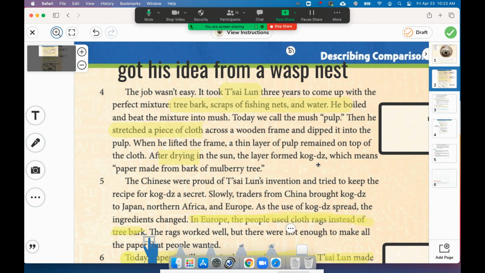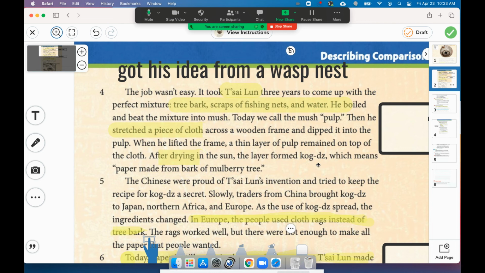The job wasn't easy. It took Sai Lun 3 years to come up with a perfect mixture: tree bark, scraps of fishing nets, and water. He boiled and beat the mixture into mush. Today, we call the mush pulp.